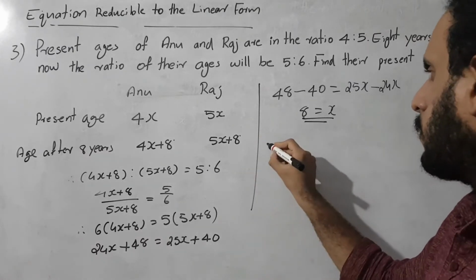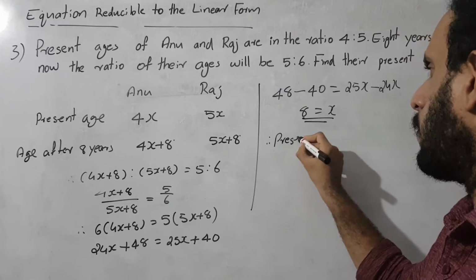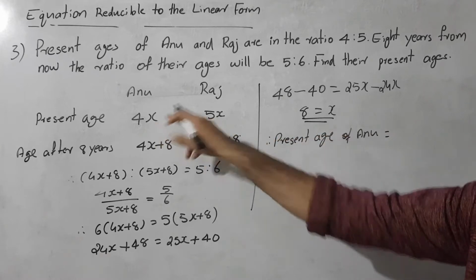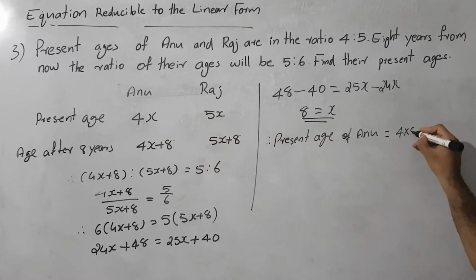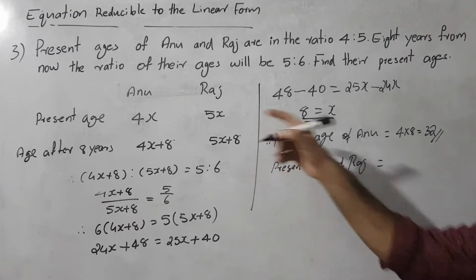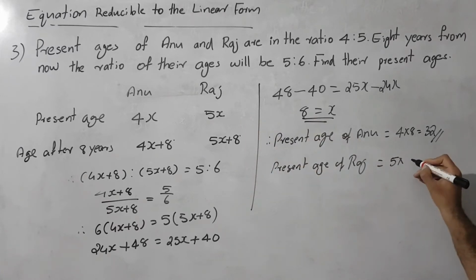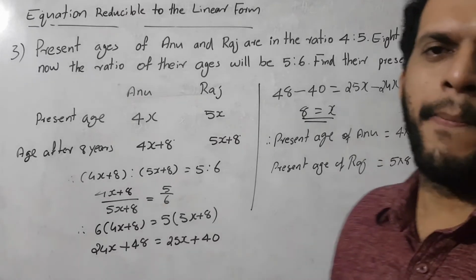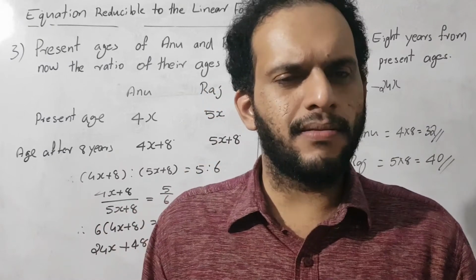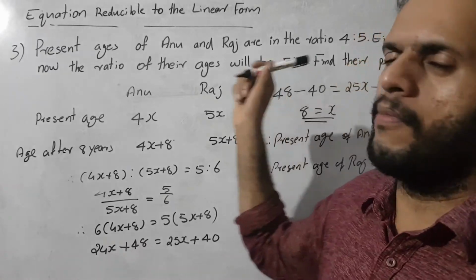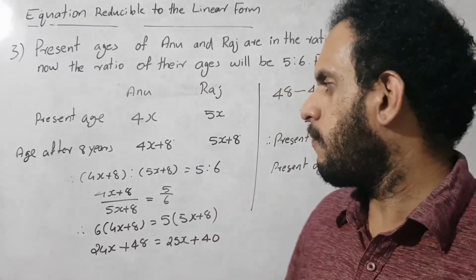Now we have the value of x. Then it's possible to write: therefore, present age of Anu is equal to 4 into 8, which is equal to 32. Present age of Raj is equal to 5x, 5 into 8, which is equal to 40. So now we have the ages of Anu and Raj. The ideas are the same, the only difference is here we write the second ratio in the form of a fraction.